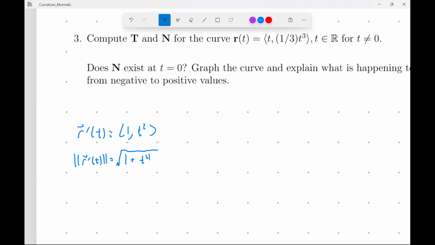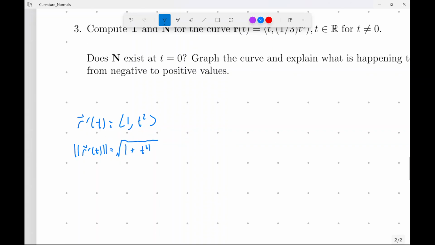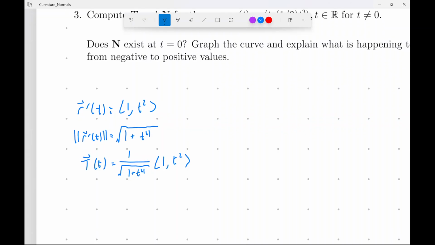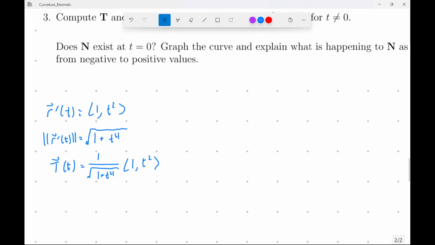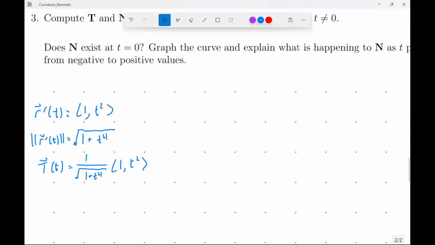Okay. And unfortunately, there's not a good way to simplify this, and so we'll just get that T of t, remember we divide these two, will be 1 over square root of 1 plus t to the fourth times 1 comma t squared. Okay. So now we need to find the normal vector. And normally we would have to do an ugly derivative of the tangent vector, but there's actually an easier way to do this. So to see this, I'm going to draw a picture.